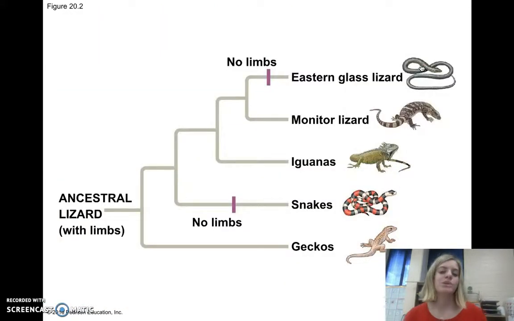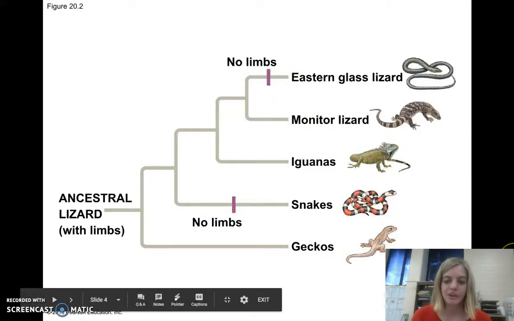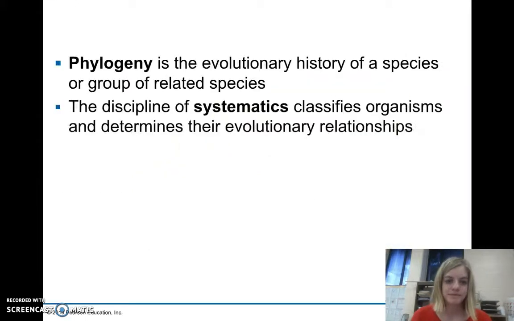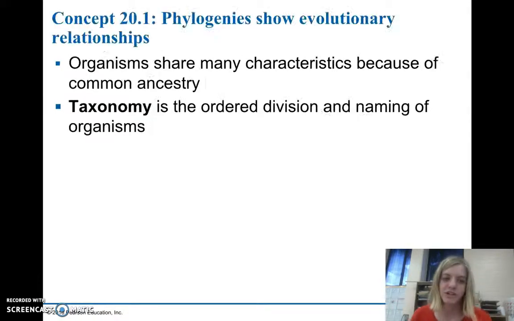And we model this through something known as a phylogenetic tree, which is shown here. And as you can see, this shows us the relationships between all these different organisms. And today I'm going to teach you how to read them and how to interpret them as well. So phylogeny is the evolutionary history of a species or a group of related species, and there's a process known as systematics, the discipline that we use to classify organisms and determine how they're related via evolution.